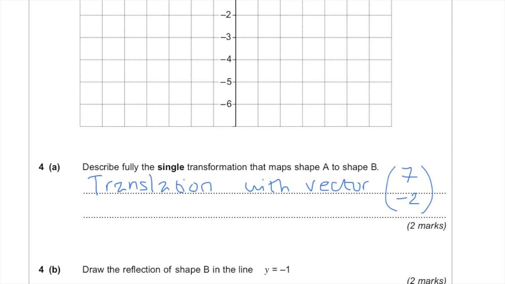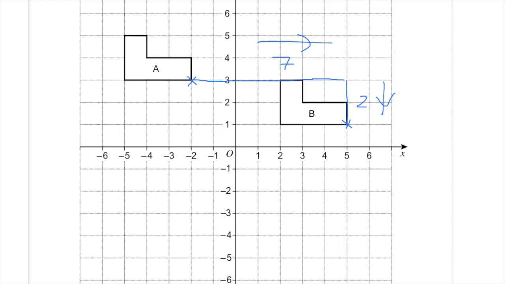For part B, draw the reflection of shape B in the line y equals minus 1. First of all, draw in your mirror line y equals minus 1. And then draw in the reflection of shape B. Shape B is 2 units away from the mirror line, so we need to make sure we are 2 units away on the other side when we start drawing in the reflection.